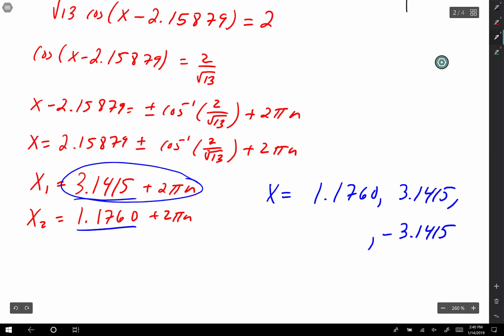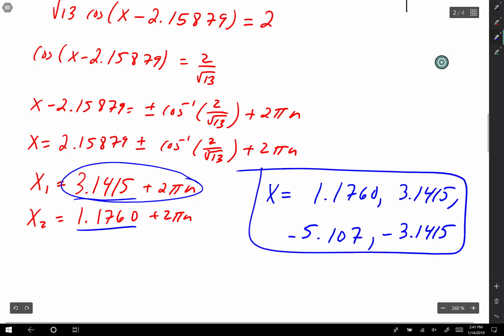So there it is. I have 1.1760 already in my calculator. I'm going to subtract 2 pi from it. I'm going to push enter. And there it is, negative 5.107. I know I didn't put it in order. My apologies. And those are my answers.